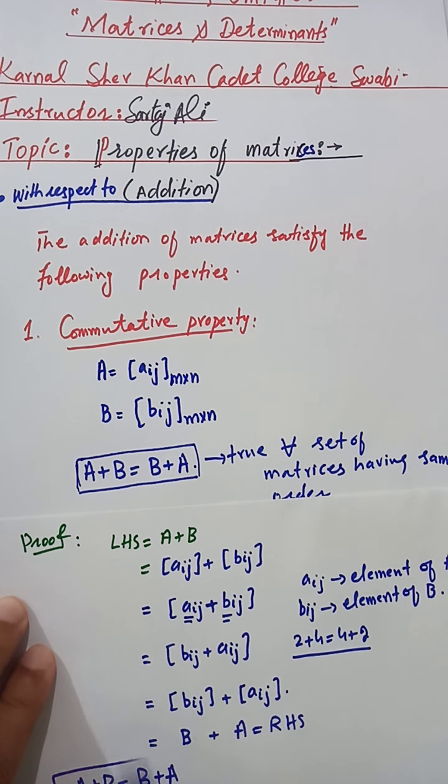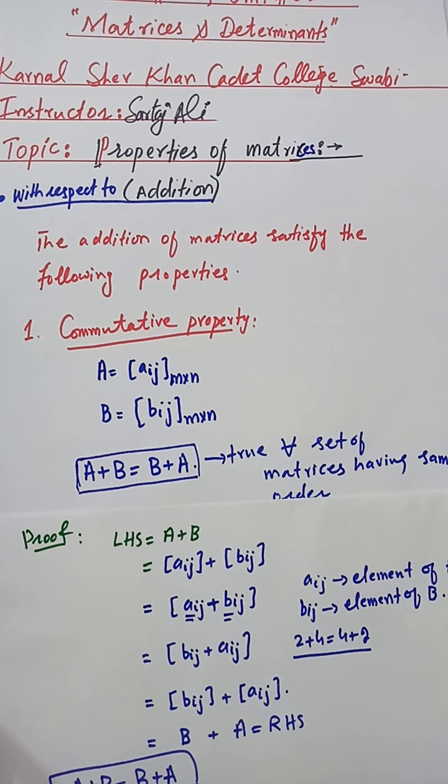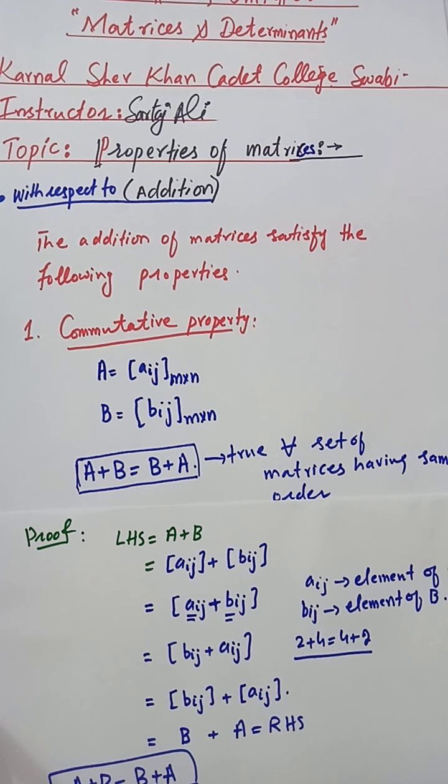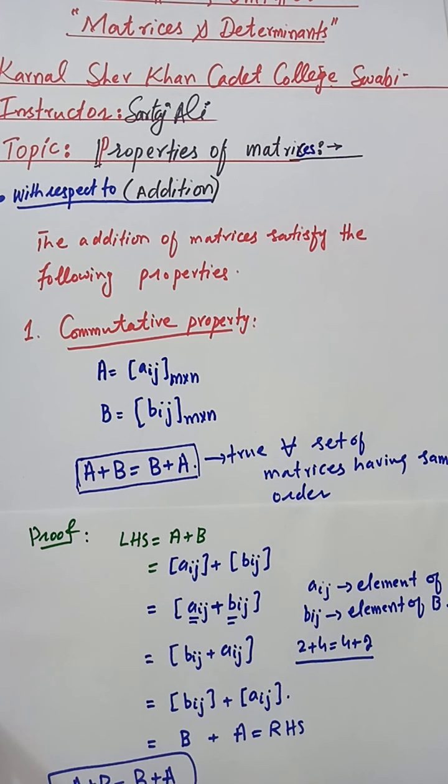So this is the commutative property with respect to addition of matrices, and this is true for all sets of matrices having the same order. This is the general proof. From this we can say that this is true for all sets of matrices, but the orders must be the same, because if the order is not the same, then the addition is not possible, and this property contains addition on both sides.